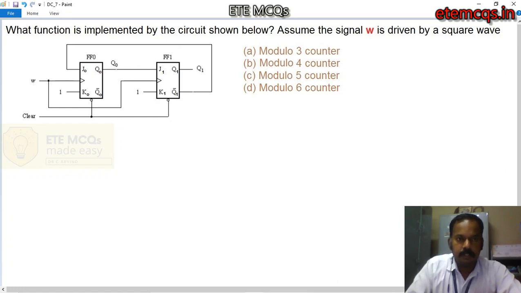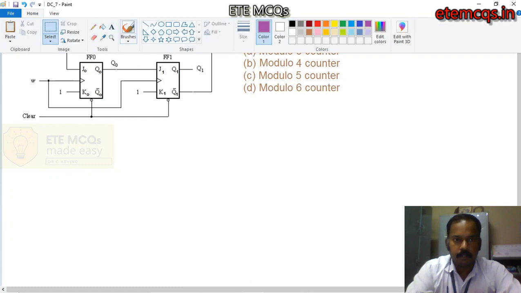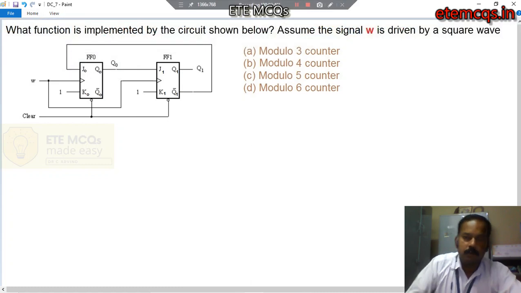The question that is given is: what function is implemented by the circuit shown below? Assume the signal W is driven by a square wave. The four possible options that are given are modulo 3 counter, modulo 4 counter, modulo 5 and modulo 6. So these are the options given for us.